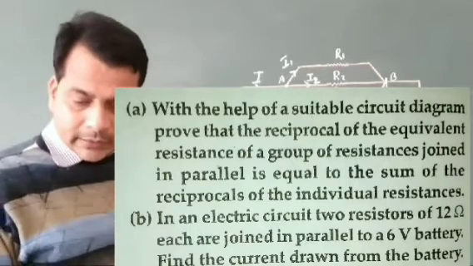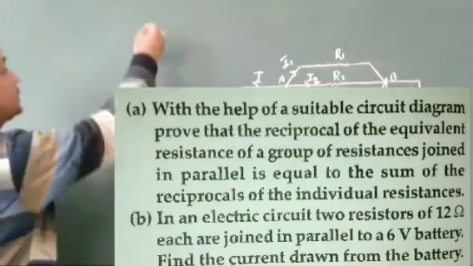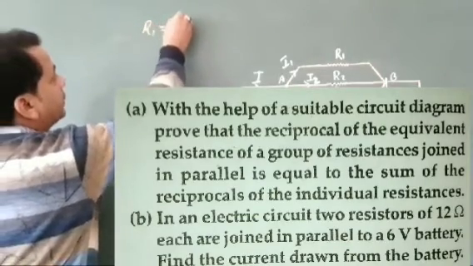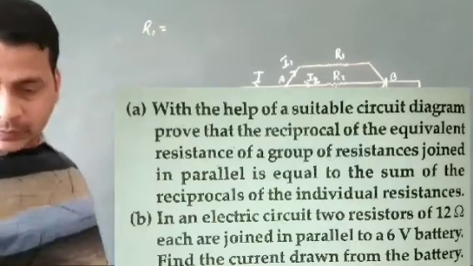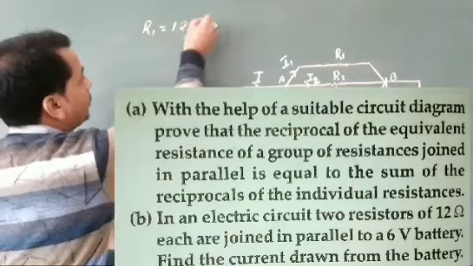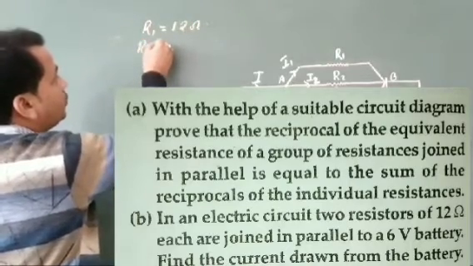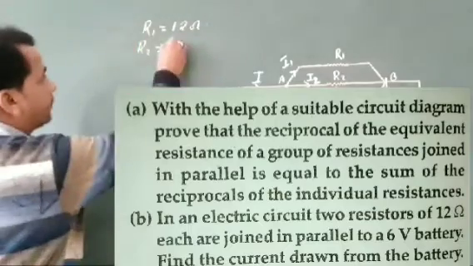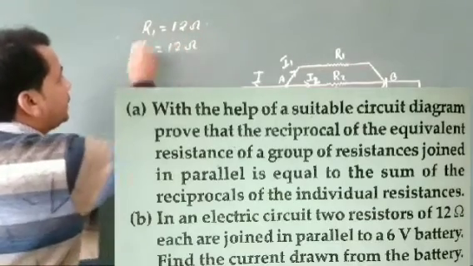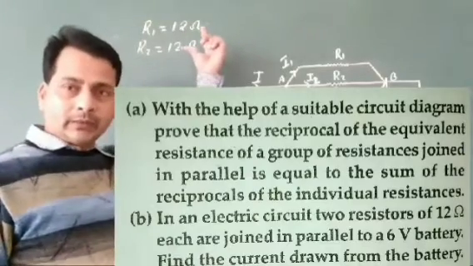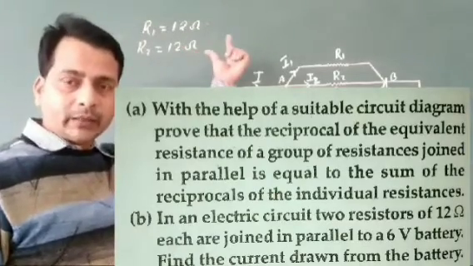So here each resistor is 12 ohm, R1 equal to 12 ohm and R2 also 12 ohm. So there are two resistors in a parallel combination.